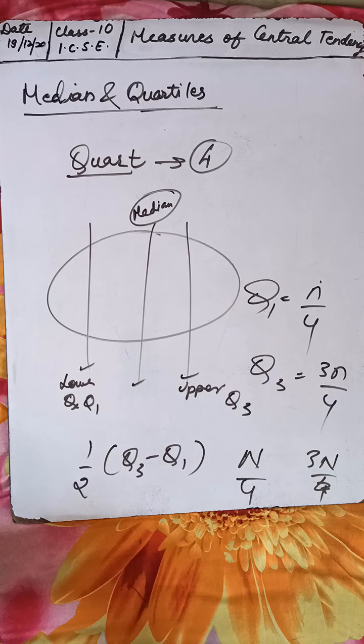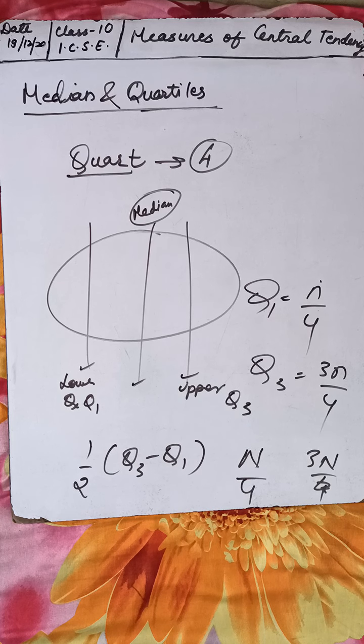Like this we calculate, and I'll explain the things related to this in the question while we do the exercise. Then comes the measure of dispersion, that is range and interquartile range.